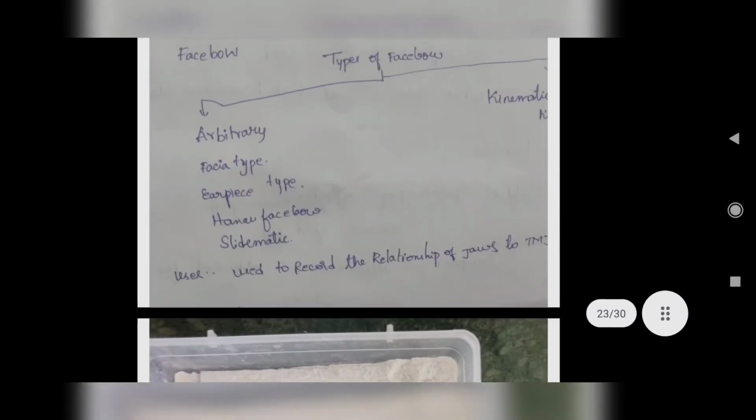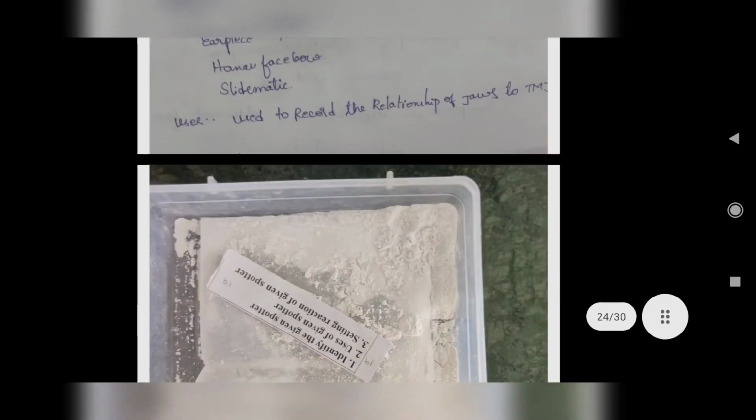In arbitrary we have types like fascia type, earpiece type, Hanau face bow and Slidematic. In short, what is the use of the face bow, if someone asks? It is used to record the relationship of the jaws to the temporomandibular joint. That is the exact use of the face bow.